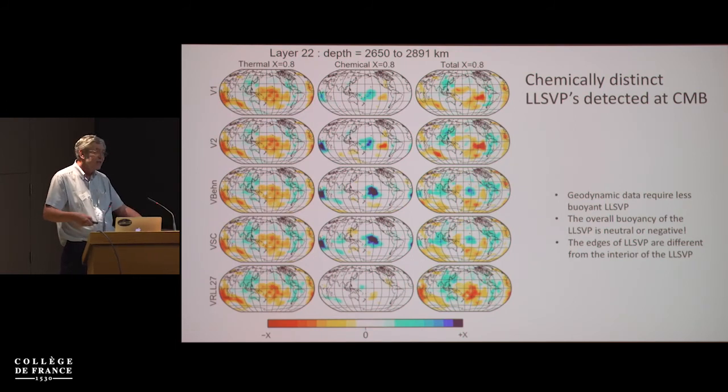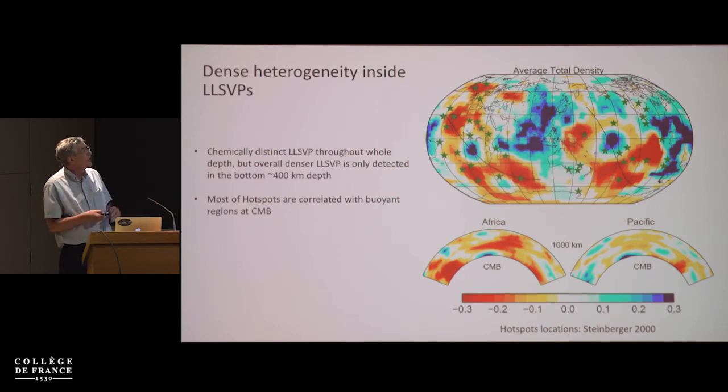LLSVPs, of course, very slow velocity, very buoyant. But for these four viscosity models, we require some pretty strong chemical anomalies, and they're blue, which means extra density, so some intrinsically higher density material in these two spots, and very little elsewhere. So bottom of the mantle, top of the mantle is where our inversions really seem to require, how should I say, chemical heterogeneity.